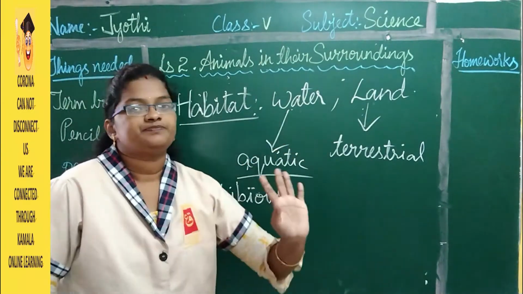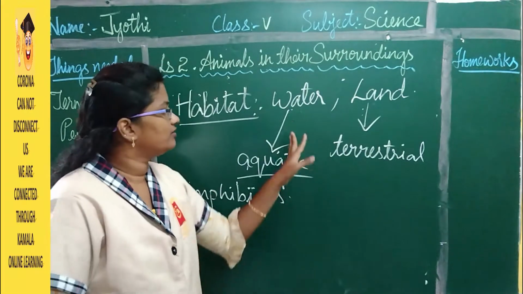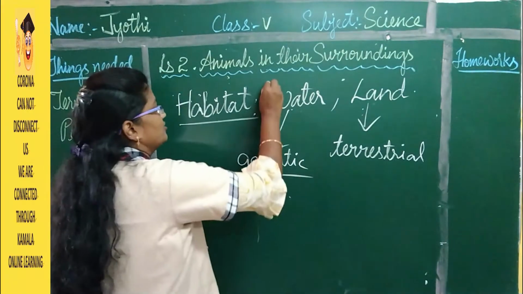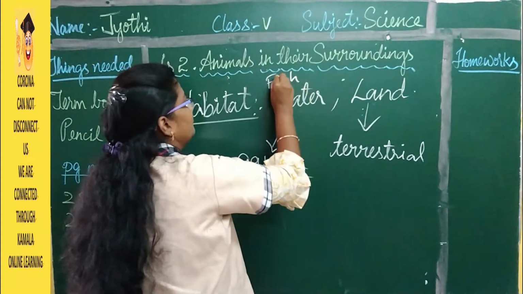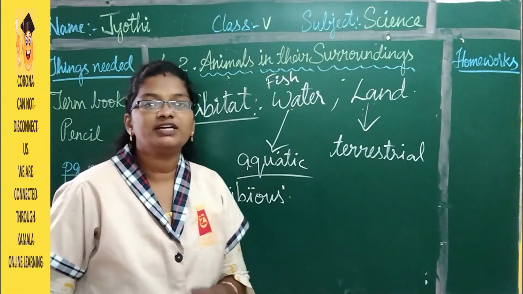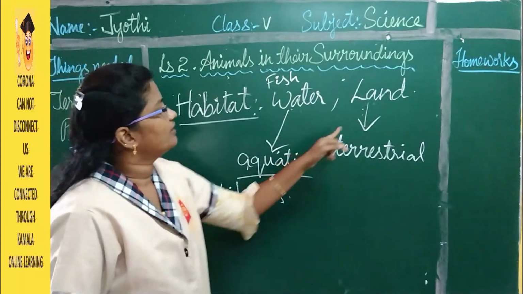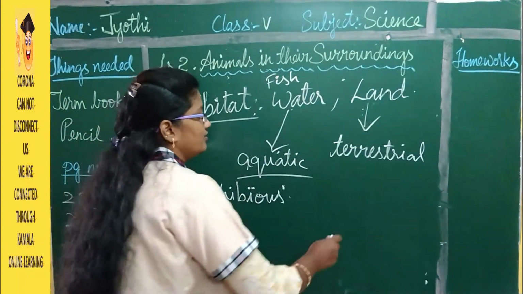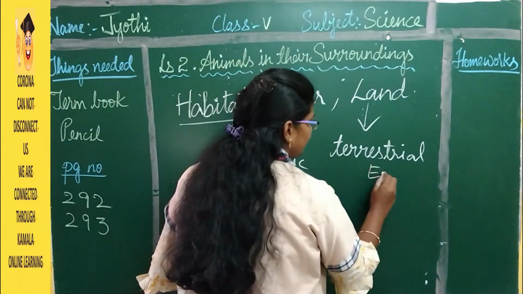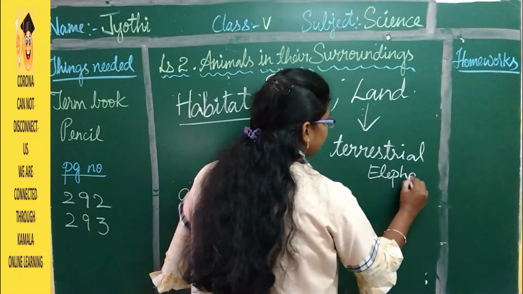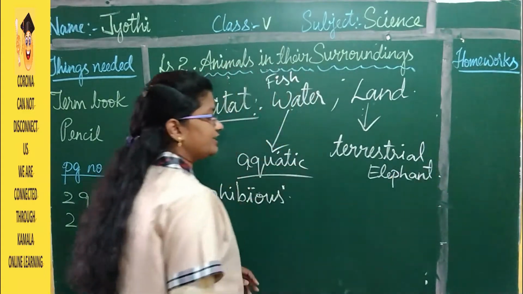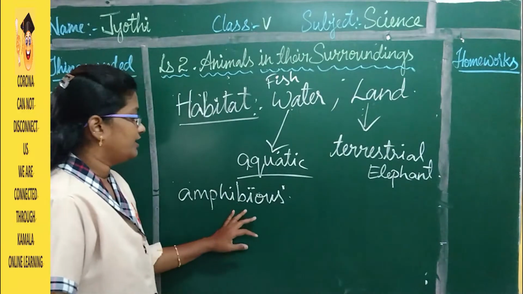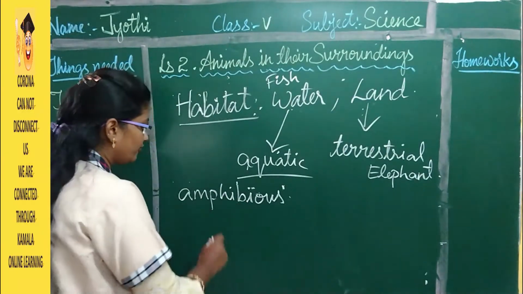Now coming to examples. Example of the water animals, that is aquatic animals: fish. Fish can live in water. Without water, it cannot live. Then the animals which live on land, you can say like elephant. Elephant is the best example of a terrestrial animal. Then amphibious animal, frog.